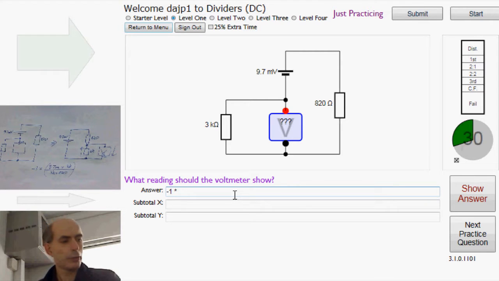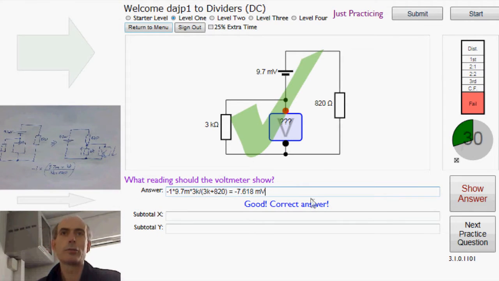-1 times 9.7 millivolts times 3K divided by the total resistance, 3K plus 820. Great. But you have to watch that you get the voltmeters the right way round, otherwise you'll get the answer a factor of -1 wrong.